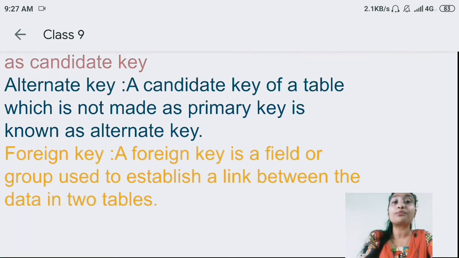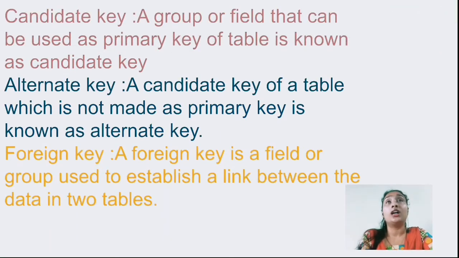Next is your candidate key. Those columns which have the quality of a primary key are termed candidate keys. Next is the alternate key. Alternate keys are those columns which don't have the quality of a primary key. And the foreign key is used to establish the link between two different tables.